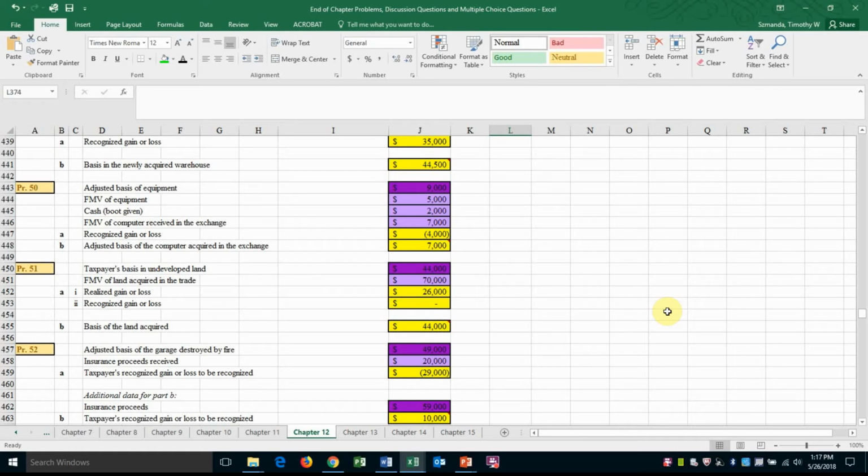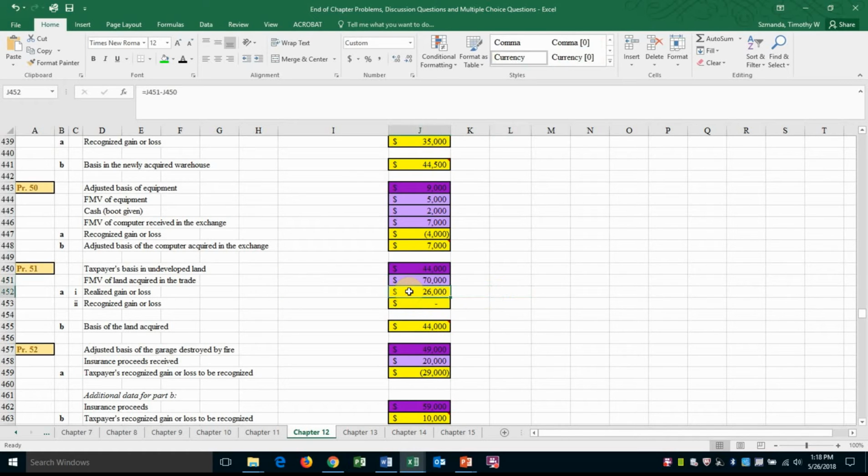Part A asks, what are his realized and recognized gain or loss on the exchange? I did change the data, as I usually do, on one of the numbers here, and that was the taxpayer's basis in the undeveloped land, from 45,000 to 44,000. A little bit darker purple. The fair market value of the land acquired in the trade is given at 70,000.